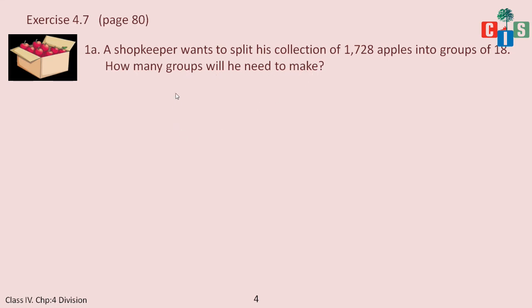Fine. So I can say this is a division sum, wherein you have to find how many groups. Yes, you have been given the total number and the number in each group, and you have to find how many groups.